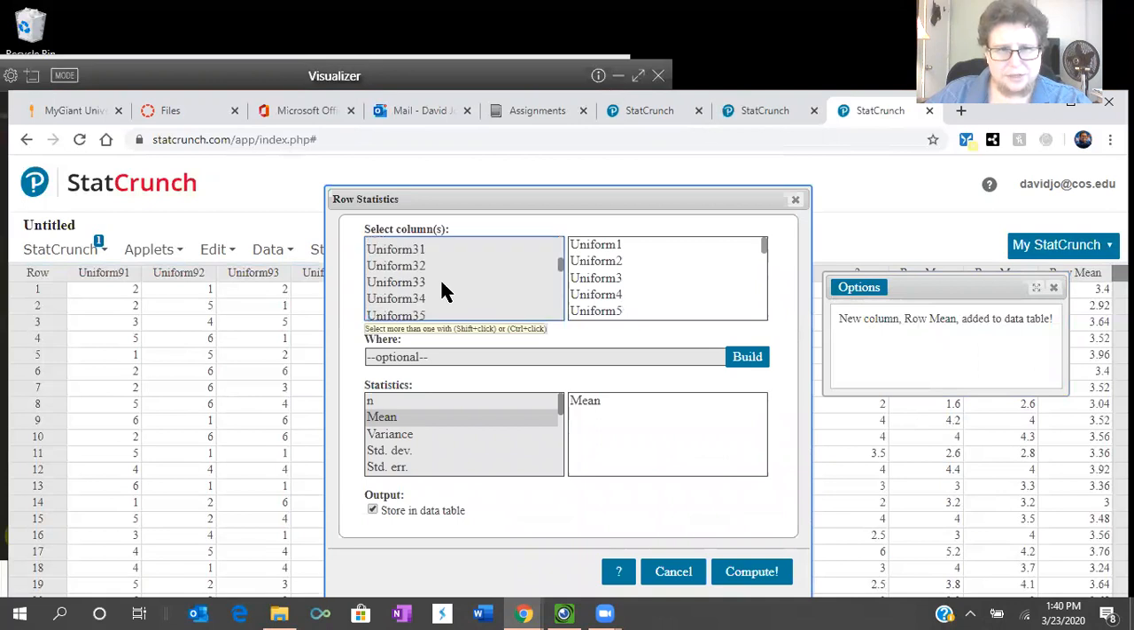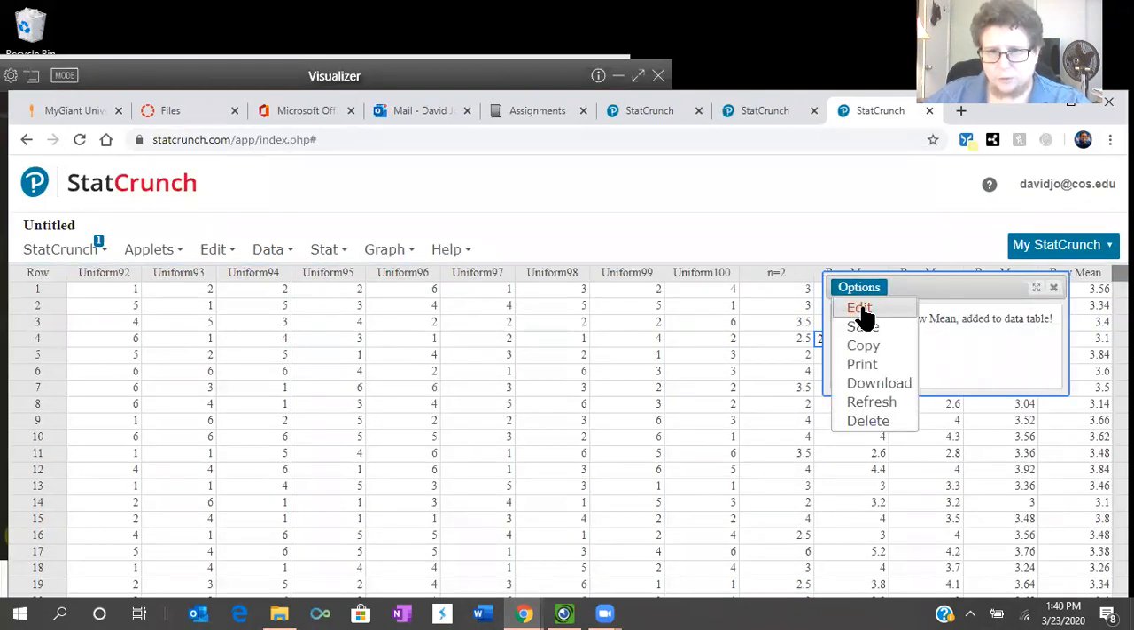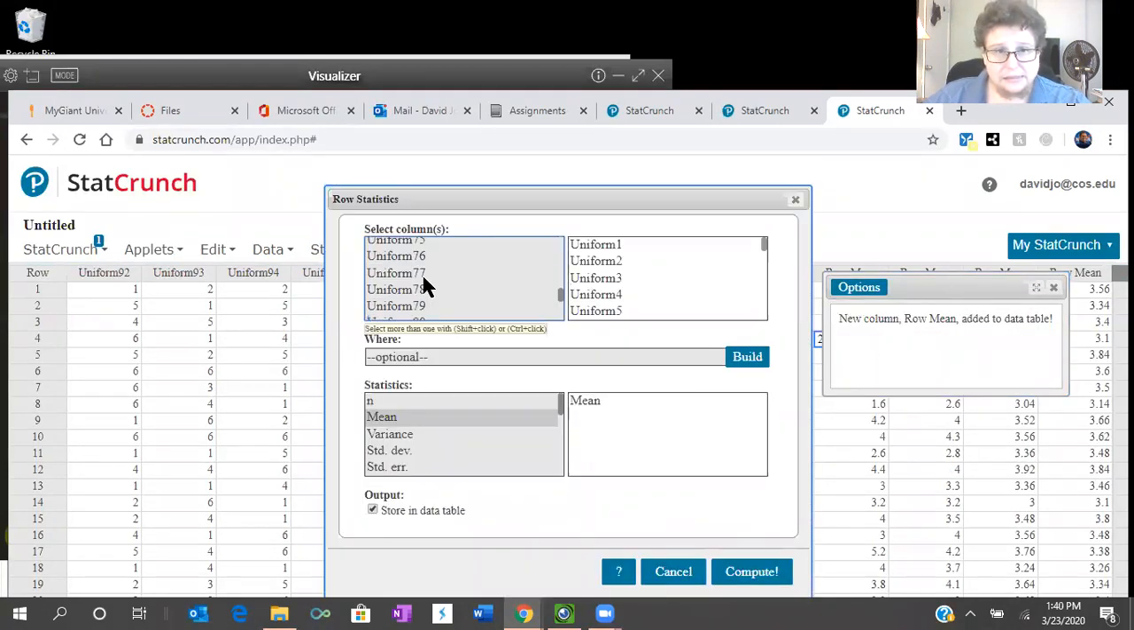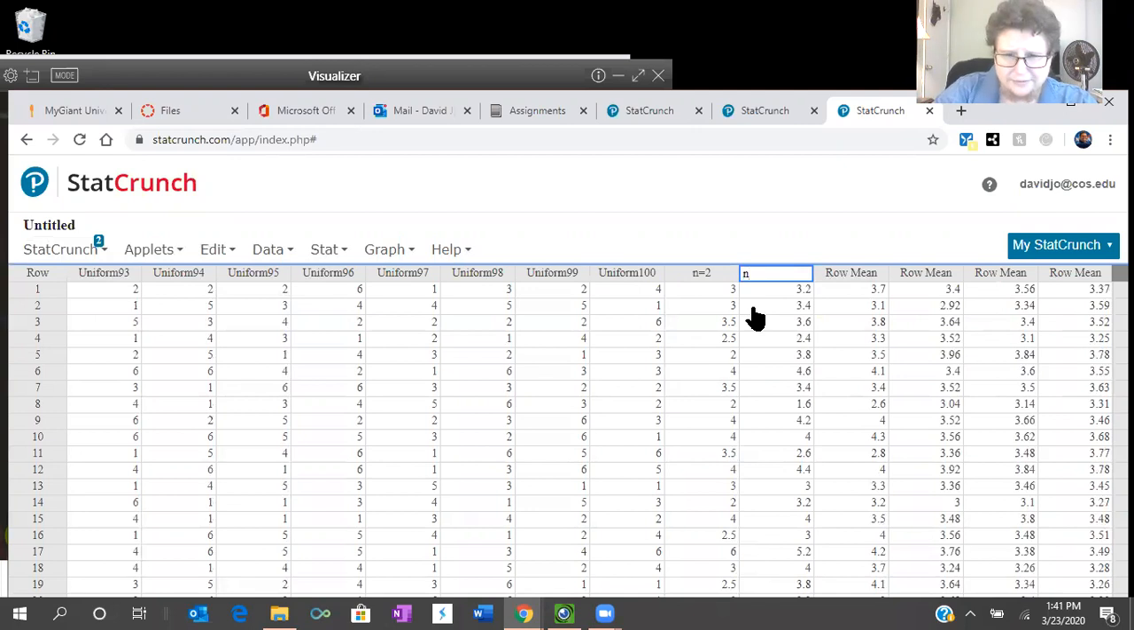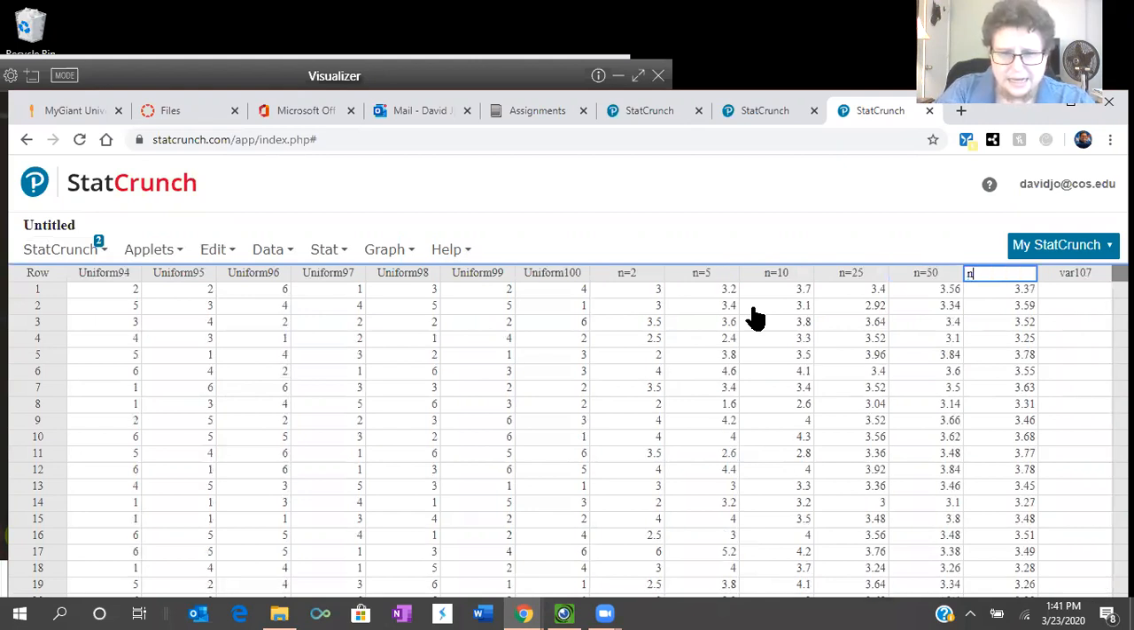You don't need to repeat this. I'm getting the data set set up. We'll do n equals 50. N equals 50 is grabbing the first 50 squares of each row, calculating the mean of those squares, and it records that at the end of the row. And finally, we'll do 100. Now I said this was n equals 5. This was n equals 10. N equals 25. N equals 50. And n equals 100.